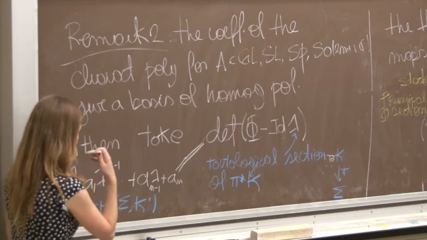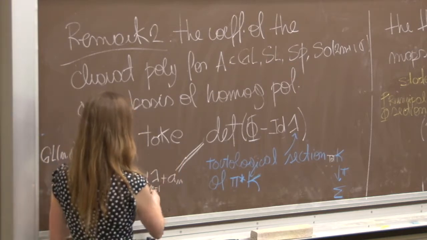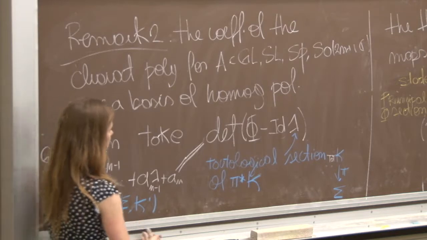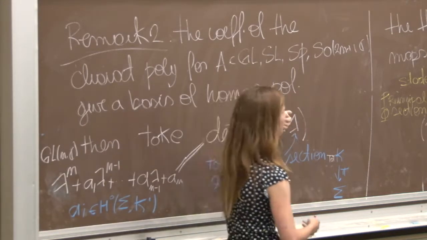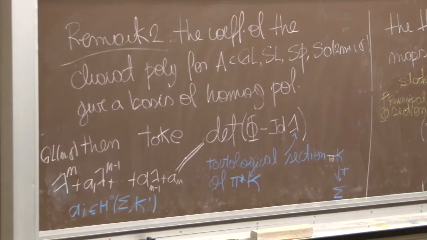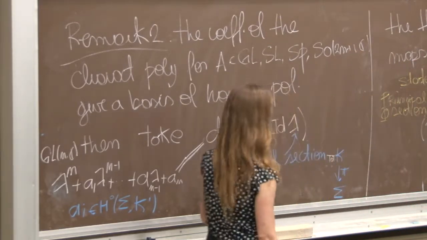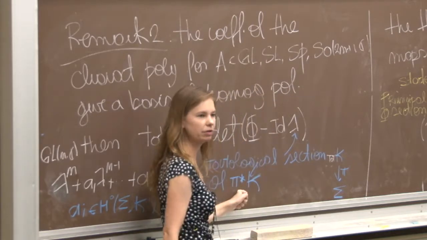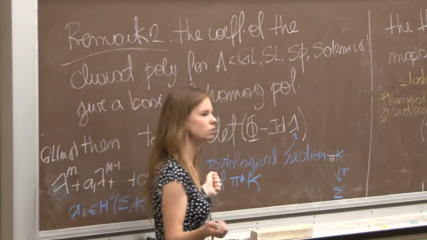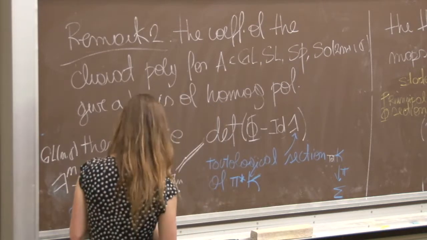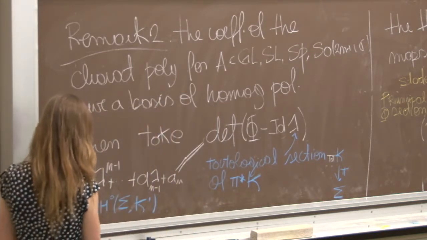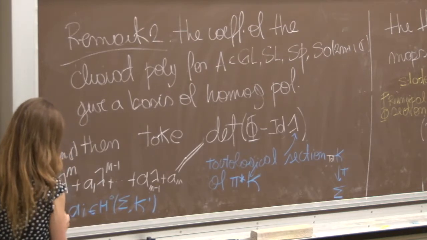But roughly speaking, you're looking at the characteristic polynomial of a matrix. Remember that your matrix had some sections of K squared. Now we are subtracting something that we say is the tautological section of the pullback of K, and we look at this characteristic polynomial. Its coefficients will be your P_i's, a basis of the invariant polynomials.